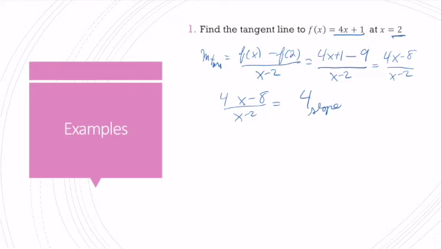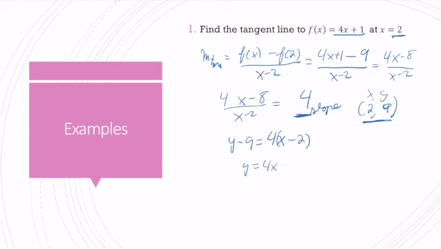So I know when x is 2, y is 9. So I have y minus 9 equals 4 times x minus 2. Again, using point slope form, I know my slope, I know a point on the line, and I can solve for the equation.